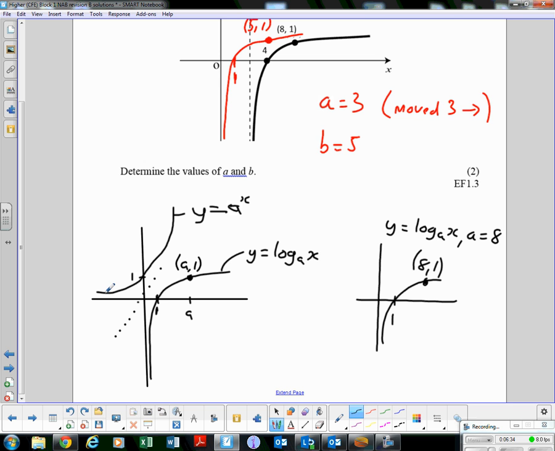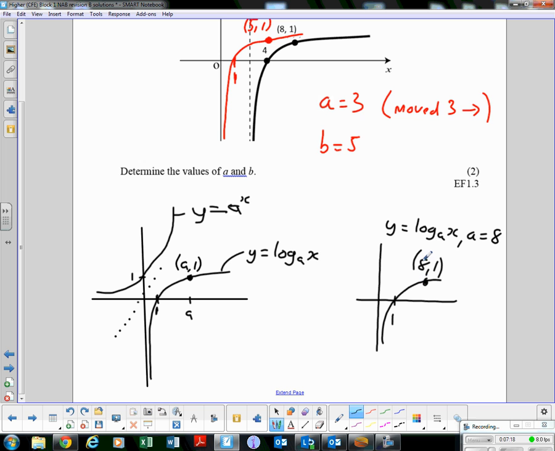So we should know this. If we reflect that, we get the inverse of y equals a to the x, which is y equals log to the base a of x. So it always goes through (1, 0). It also always goes through the point (a, 1). So for example, if the graph goes through (8, 1), then I know that the base has to be 8, because this graph always goes through (a, 1). So we'd write that as y equals log to the base 8 of x.